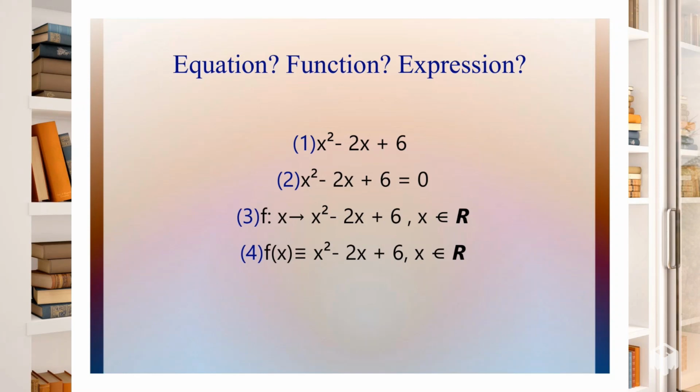And number four, it's also a function, just a different notation of writing a function. f of x, we say, is equivalent to x squared minus 2x plus 6, where x is in the set of real numbers. Remember that the set of real numbers is anywhere on the number line, whether it be a whole number, fraction, or decimal, positive or negative number.